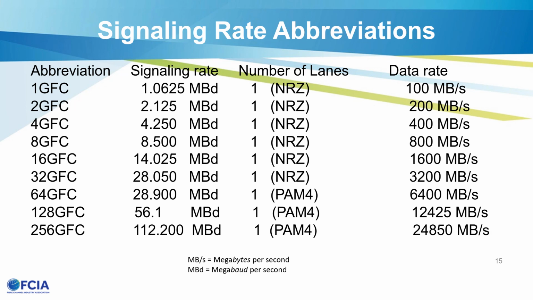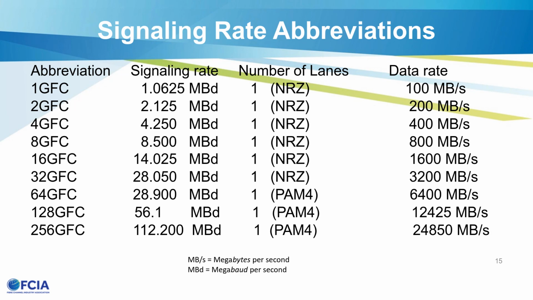Initially, all the way up to 32 GFC, we were NRZ, or some people like to refer to it as PAM2. And if you look at the documents, the signaling rate or the data rate in the table, the half duplex rate, is listed at 800 megabytes per second or 1600 megabytes per second. You can see a big change, and the industry followed this change. The last one, 32 GFC, which ran at 2805 megabaud, was NRZ.